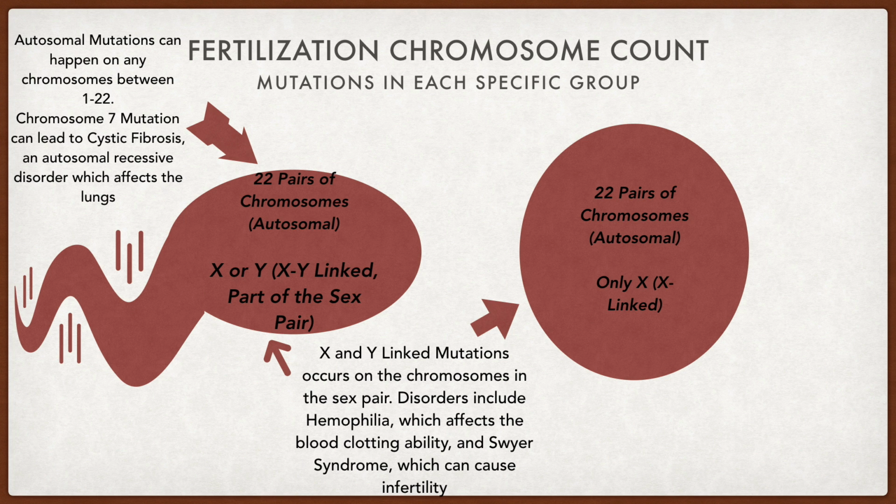Now we're going to be talking about the last pair in each of the 23, in each of both the egg and the sperm. Now these last pairs are very important because they decide the gender of the child. That's what they're known for. They're called the sex pair.